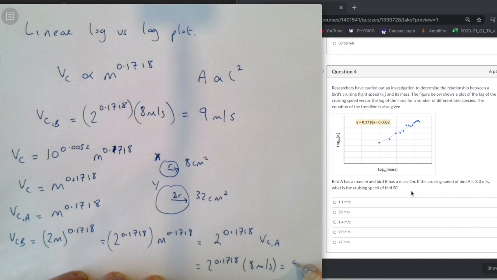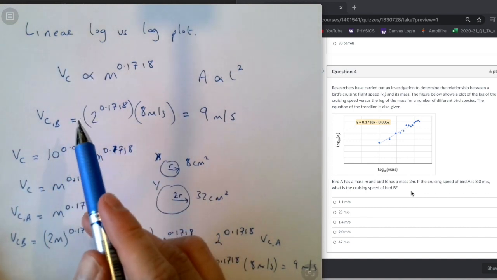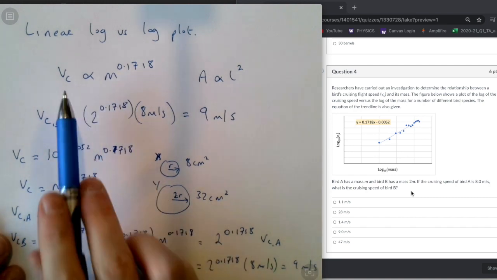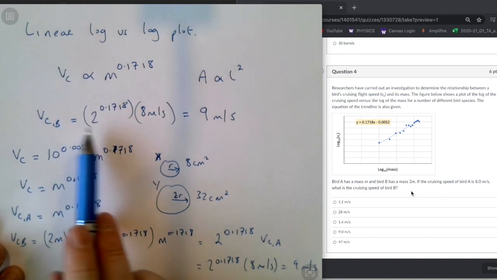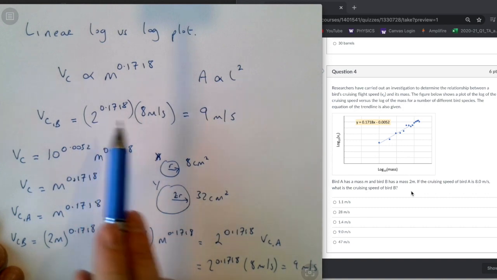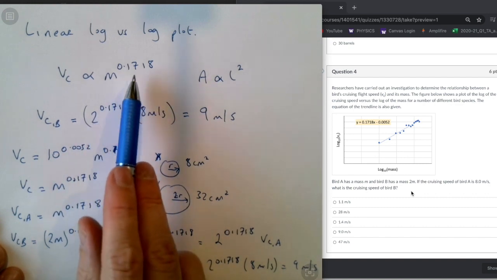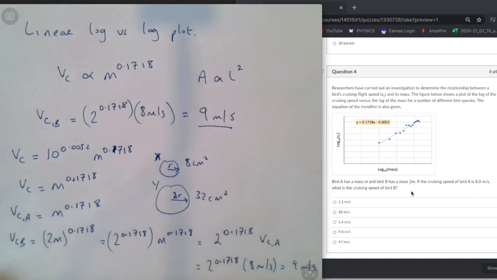And we of course end up with the same answer, but if you're comfortable with scaling, you don't need to do all of this mathematics. Since it's a scaling relationship, I only need the proportionality. If I know the factor by which the mass changes, I'll know the factor by which the speed changes. It's that factor raised to the power of the slope of the log-log plot, times the speed of bird A, to give us the cruising speed of bird B. So 9 meters per second is the correct answer for question 4.